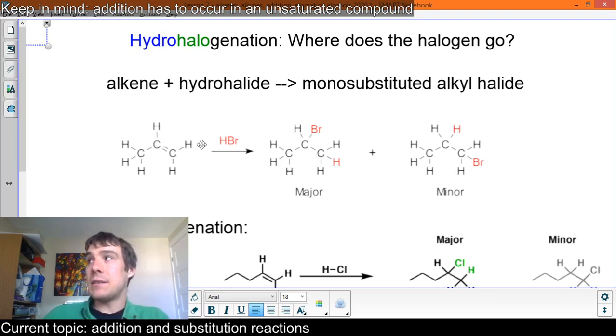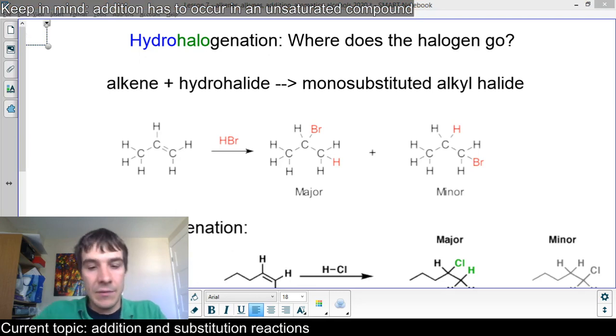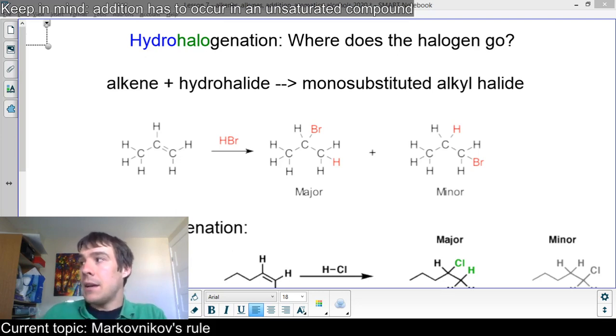The major product is the bromine going to the middle. Right? See the bromine's on the middle now. The minor product is the bromine going to the end. So we have to predict this, and the rule is called Markovnikov's rule. So I'm going to change my current topic just to say Markovnikov's rule.